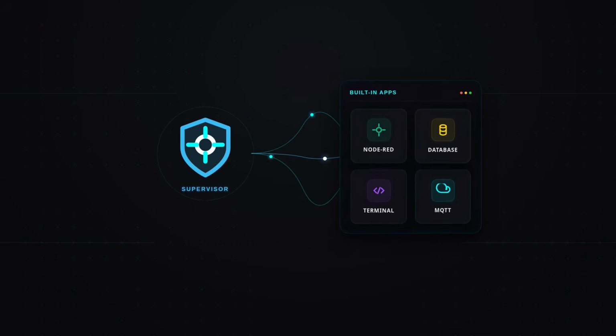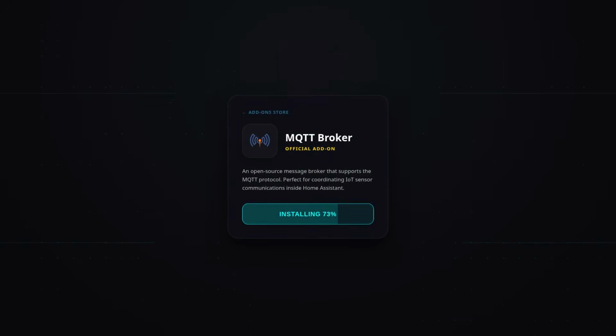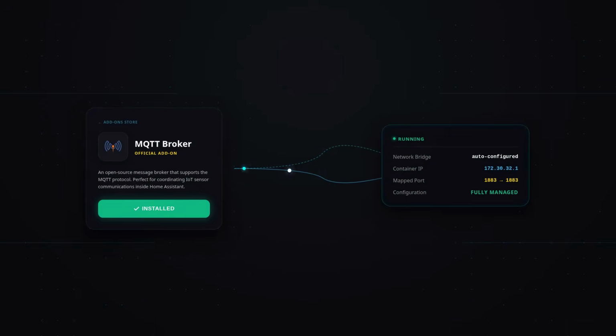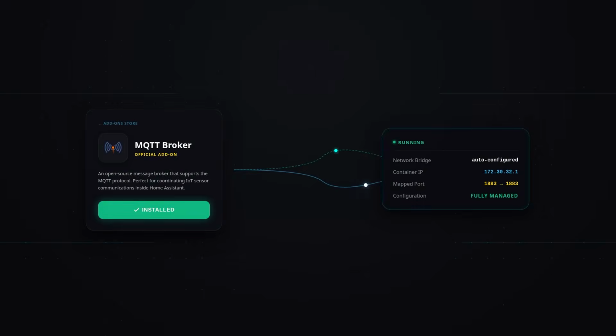The biggest advantage of HAOS is the supervisor and the built-in App Store. For example, if you need an MQTT broker, installing it is as simple as clicking Install in the App Store. Home Assistant handles the container networking and configuration entirely behind the scenes, so you don't have to.